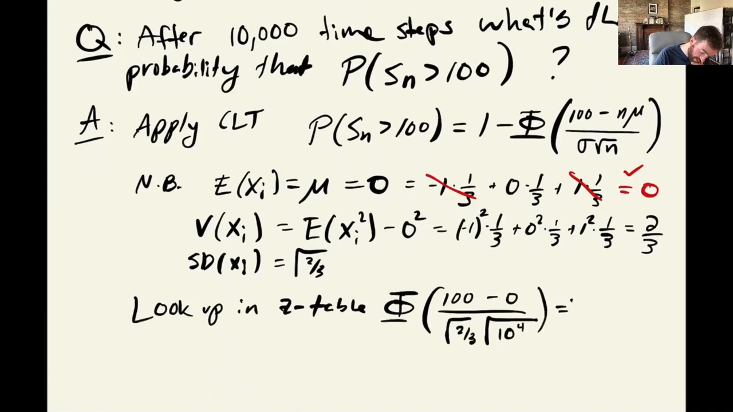The argument equals 100 divided by the square root of 2/3 times 100, which ends up being about 81.65. And so if you, again, go to your Z table, maybe let me just go ahead and clear it. So it's 100 divided by 81.65. This is phi of 1.224.